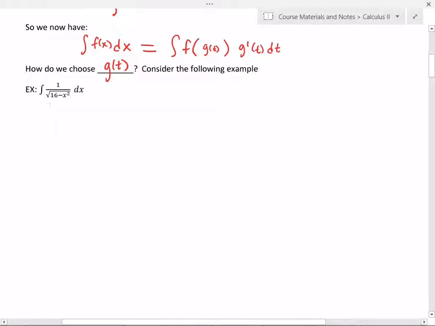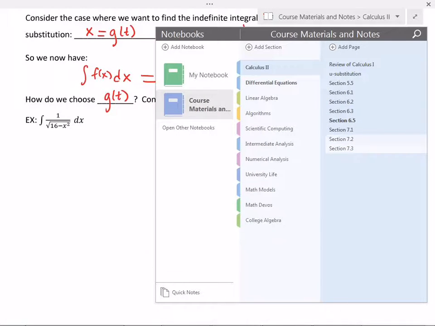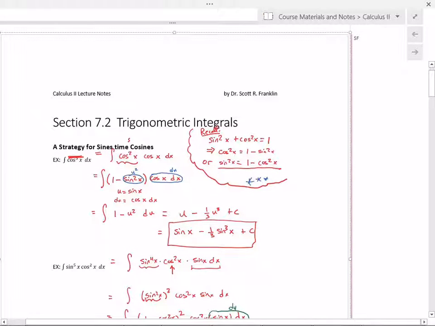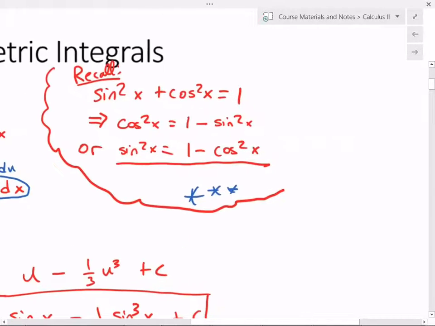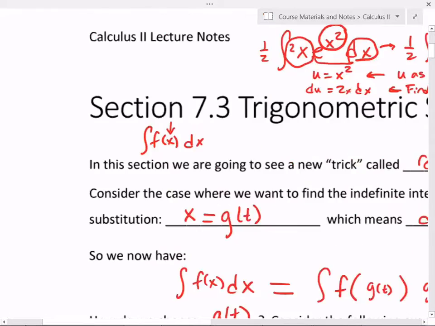So I look at this integral and I see this 1 over the square root of 16 minus x squared. I notice it kind of looks like 7.2. It's got some similarity to one of these guys. Like the 1 minus something squared. It's something minus something squared. Okay? So here's my thinking. Follow me on this and see if this doesn't work. Back to here on your notes.